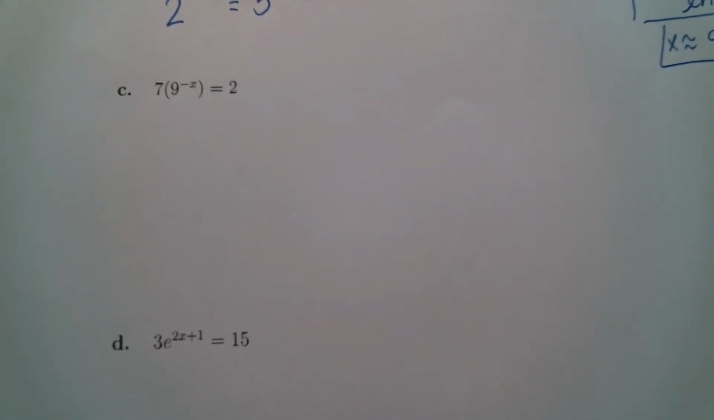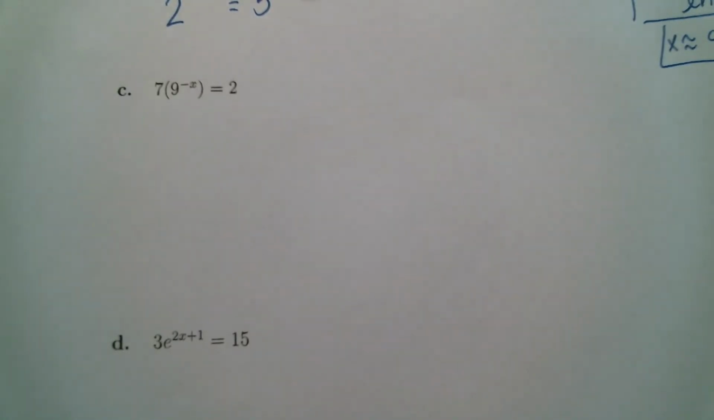Okay, example C. We have 7 times 9 to the negative x is equal to 2. This is an equation with x in the power, so it's an exponential equation, so we're going to try to solve for x. First thing you need to do is identify and isolate the exponential piece, okay?